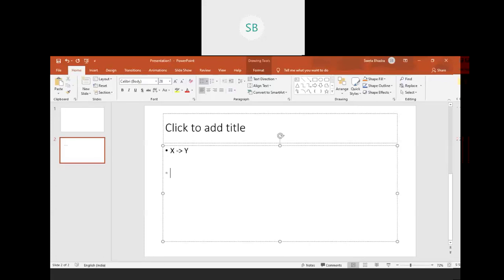So you can say these things: X determines Y, or you can say Y is determined by X. That means this X is the determinant set. X is a determinant set.